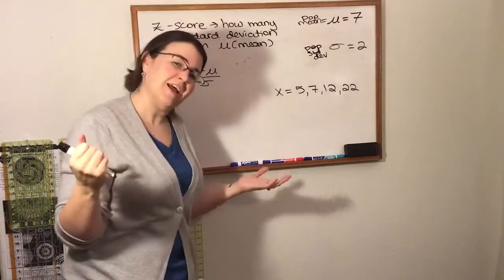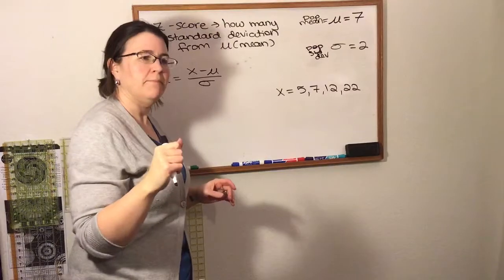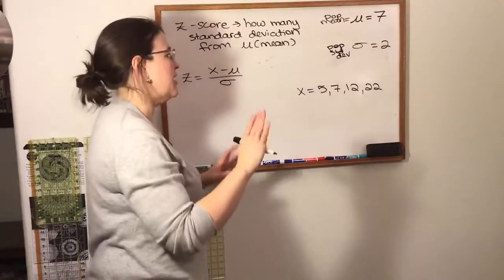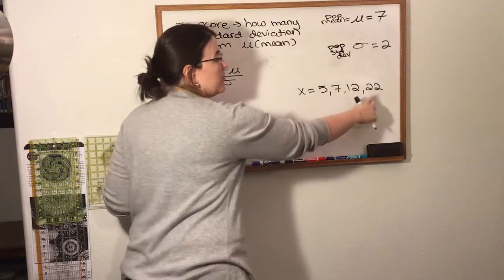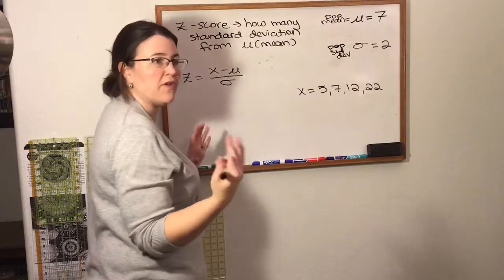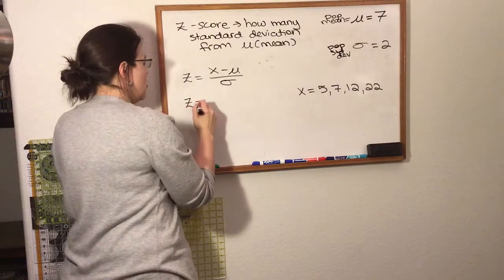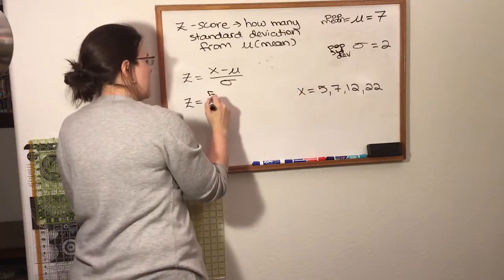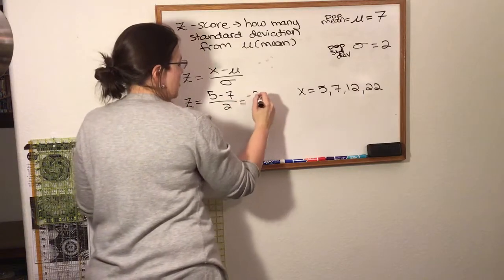Usually because it's data, they're not going to be whole numbers. There's usually going to be decimals involved. But like I said, I'm doing this just kind of simply. I don't have a calculator or anything. And you can calculate the z-score for every single one of these and then talk about whether they fall within usual or unusual. So the z-score for this first one would be 5 minus 7 divided by 2.